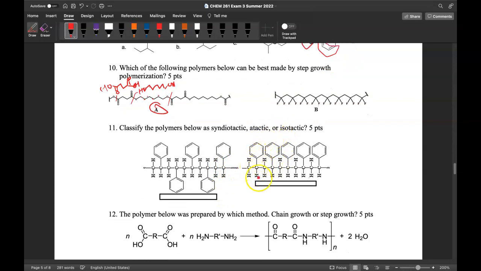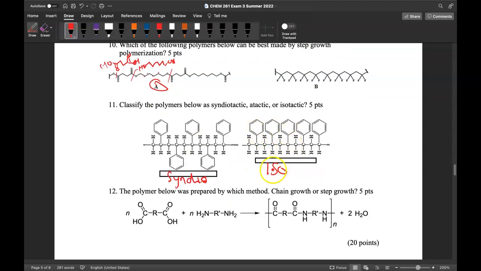Isotactic and syndiotactic. This should be the iso, this will be the syndio, and they are alternating like that, but this one they're on the same side.